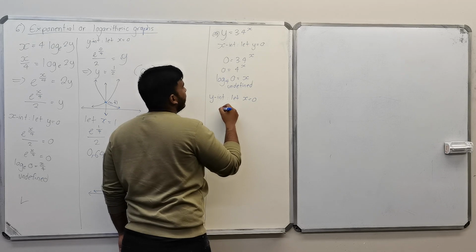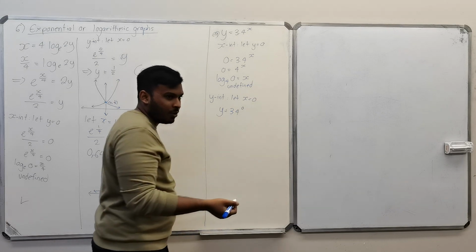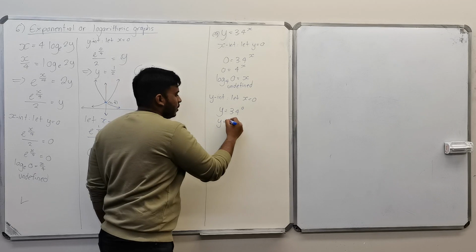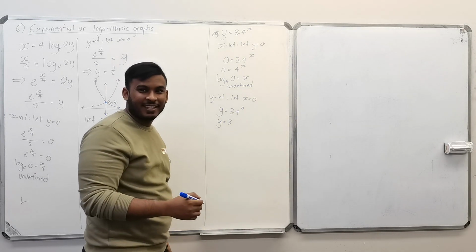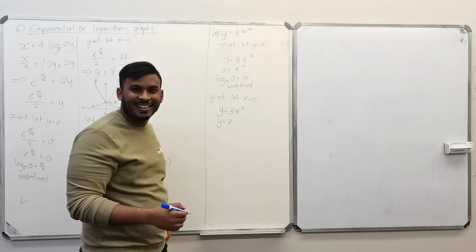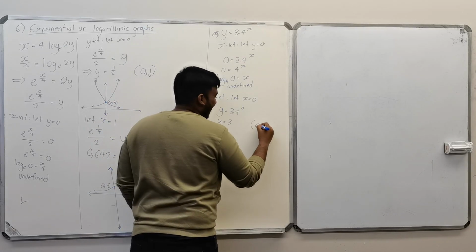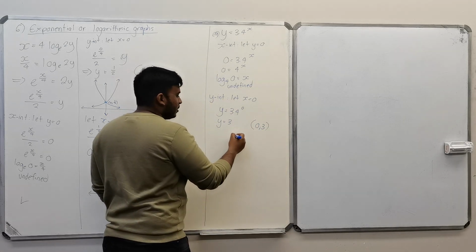So, for your y-intercept, let x equal to 0. So here your formula would have been y is equal to 3 times 4 to the power 0. 4 to the power 0 is 1. So your y value is equal to 3. You have 3 times 1. Okay, so your coordinates is now 0 and 3.